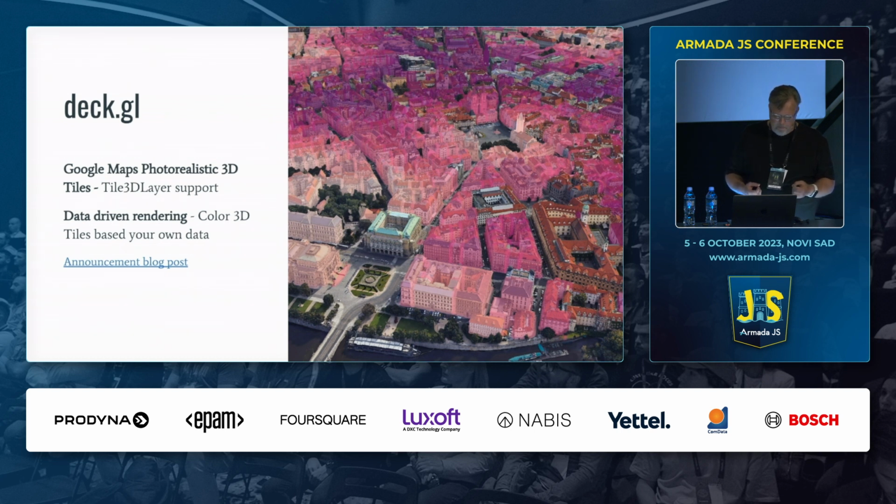What we obviously already had is data-driven rendering, and we talked about that before. Here we have the buildings being colored. In this case, I believe it's based on their distance from the closest park.